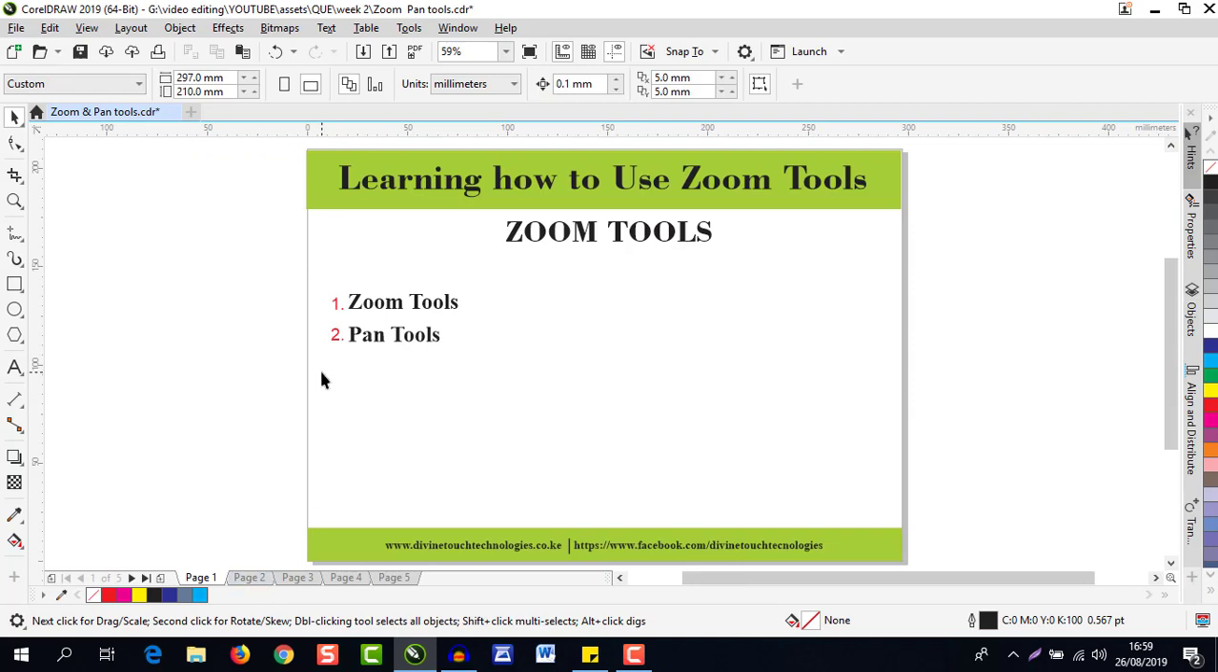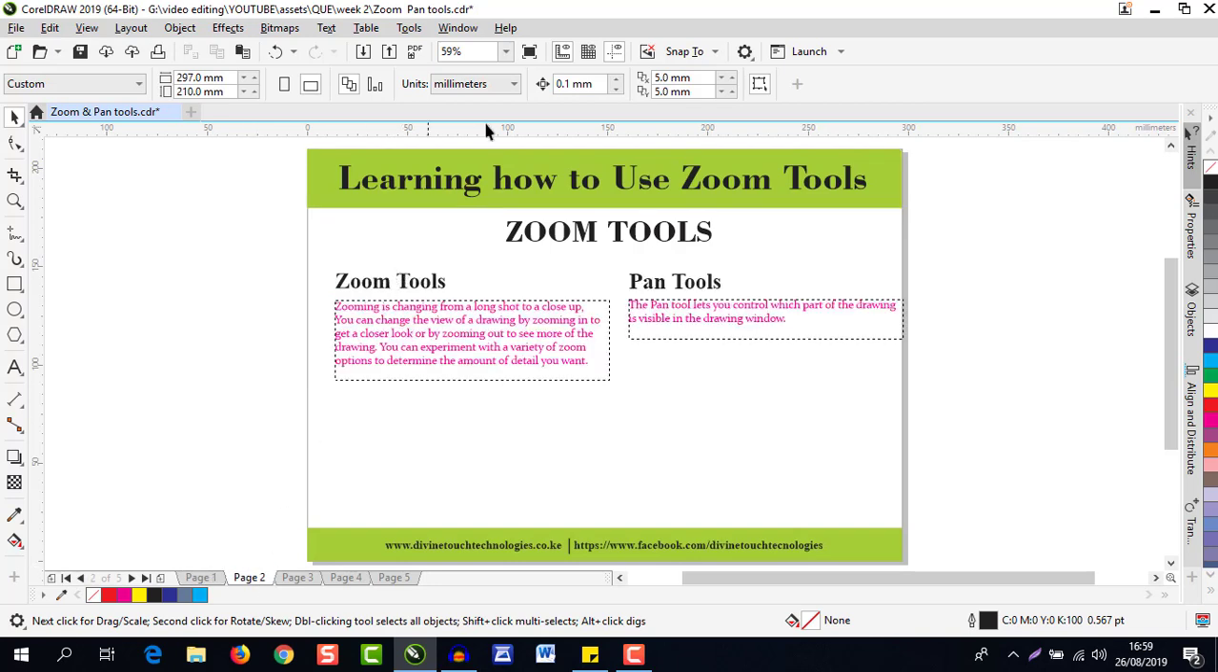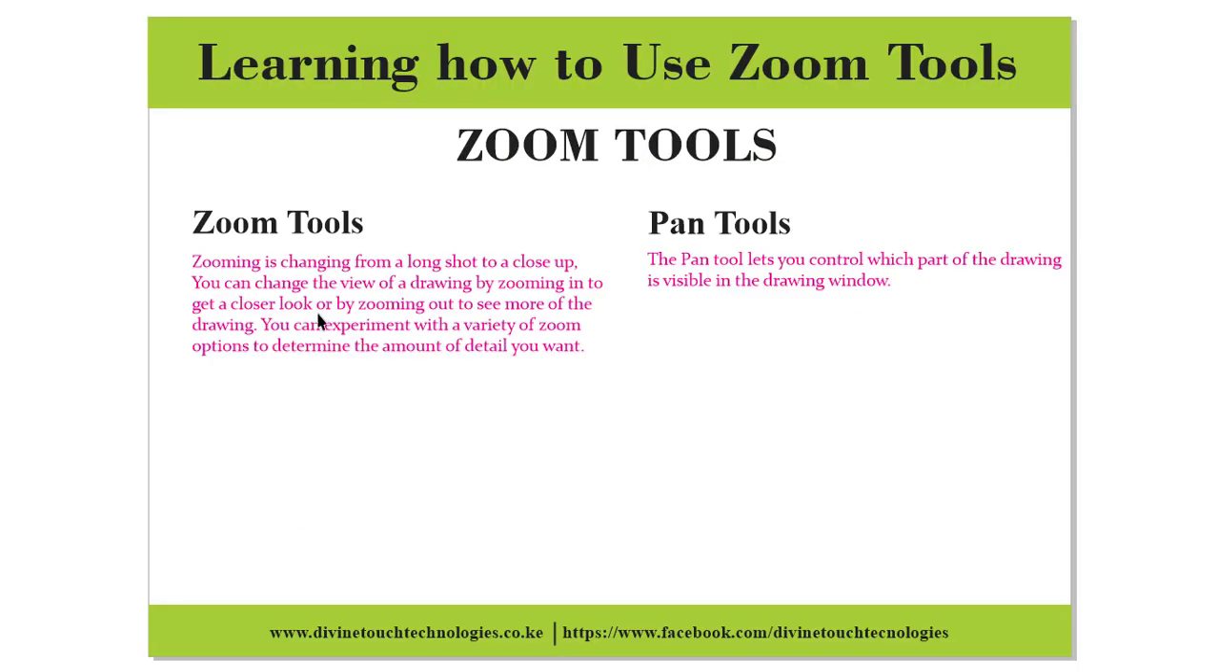Today I'm going to talk about zoom tools, and we have these two tools that we are seeing here. We have the zoom tool, then the pan tool. The two are used in this way. Zoom tools are used in changing an object from a long shot to a close shot. You can change the view of a drawing by zooming into a closer look, or by zooming out to see more of your drawing.